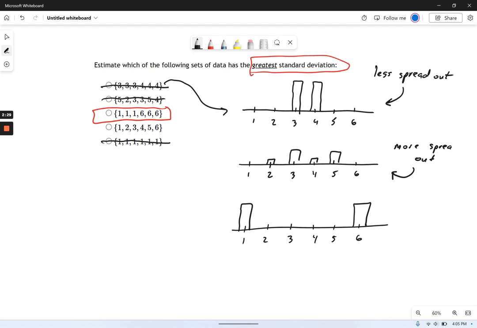So if the question is, what's the greatest standard deviation? You look for the data set where the data is the most variable, right? If this question had said the least standard deviation, you want to look for the data set where the data is all clumped together as much as possible.